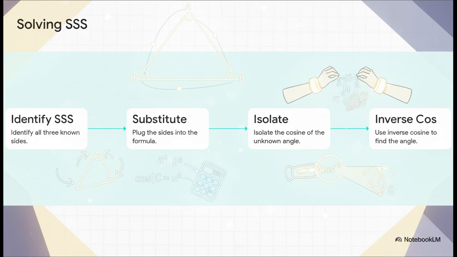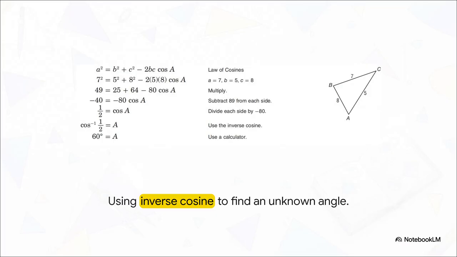First, we identify all 3 known sides. Second, we substitute them into the formula. But step 3, this is where the real detective work happens. We have to use algebra to isolate the cosine of the unknown angle on one side of the equation. Once we've done that, step 4 requires the clever use of an inverse cosine function to finally unlock the angle itself.